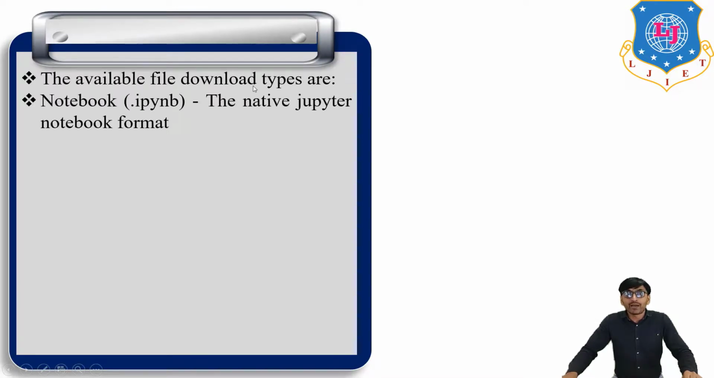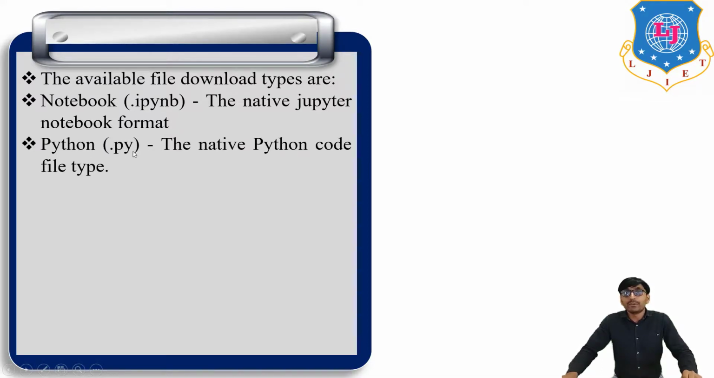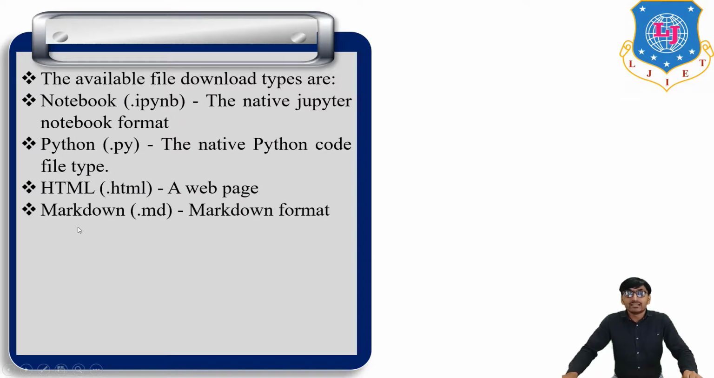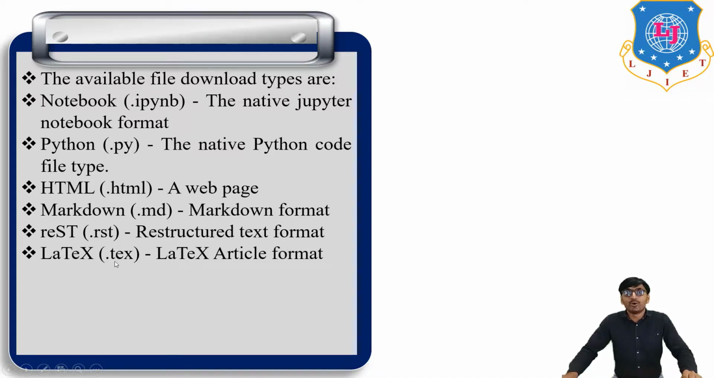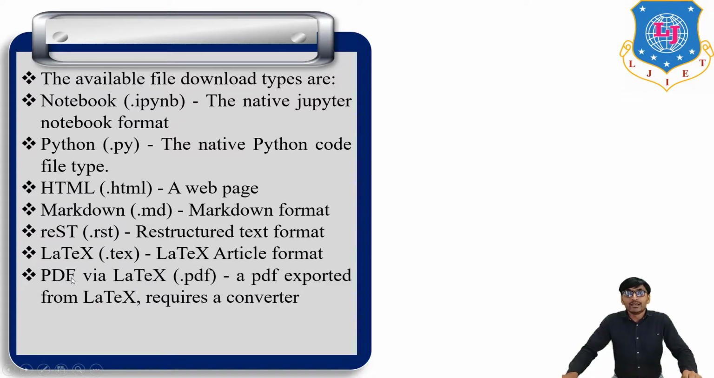The available file download types are, first, Notebook. So if we download this file as a notebook, it is the .ipynb option, then Python, the .py option, then the HTML option, then Markdown, the .md option, then the reST option, and LaTeX, the .tex option, and PDF via LaTeX, the .pdf option. So these are the different options to download that file.